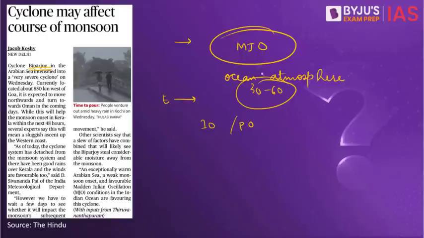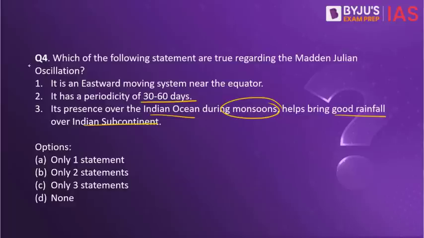Now whenever Madden-Julian oscillation is over the Indian Ocean, this leads to improvement in monsoon. Contrary to this, if it's over Pacific Ocean, then the monsoons will be bad. So there are a variety of factors that are affecting Indian monsoons. So if we go back to this question, yes, it is an eastward moving system near the equator. Periodicity is 30 to 60 days.